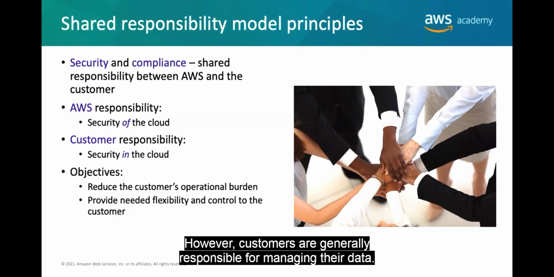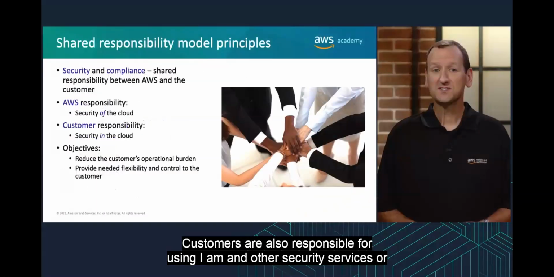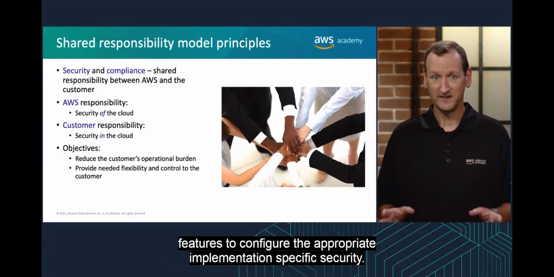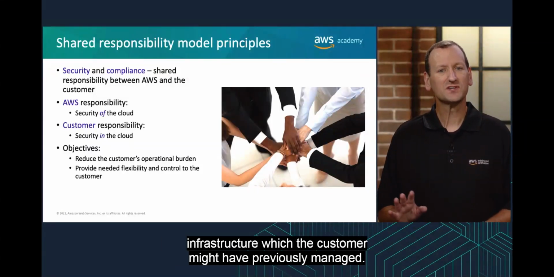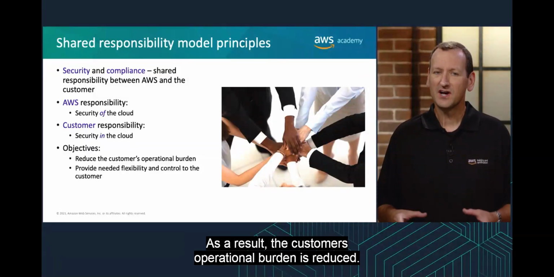However, customers are generally responsible for managing their data. Customers are also responsible for using IAM and other security services or features to configure the appropriate implementation-specific security. With the shared responsibility model, AWS provides security of the cloud's physical infrastructure, which the customer might have previously managed. As a result, the customer's operational burden is reduced.